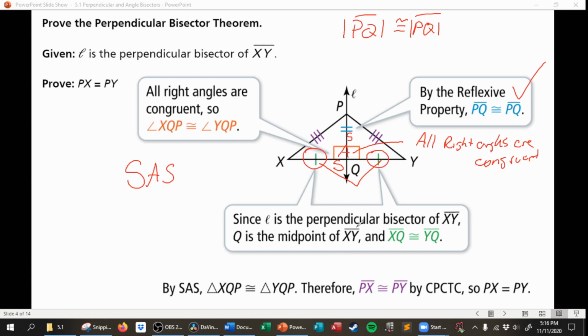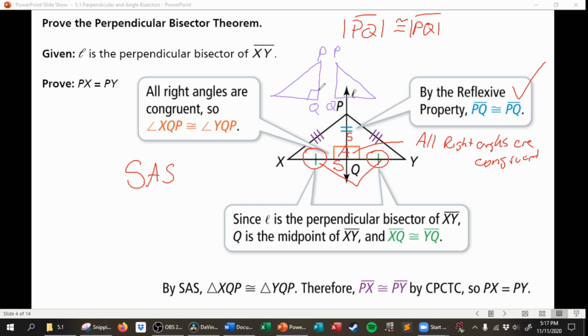And remember, corresponding parts of congruent triangles are congruent, which means once I show this criterion is true, which I just did, then all corresponding parts of the triangles are congruent. So if you think about it, we have two right triangles here. This would be PQ, PQ, and this helps you see that the reflexive property is true as well, right? Obviously PQ is equal to PQ on both of these triangles.